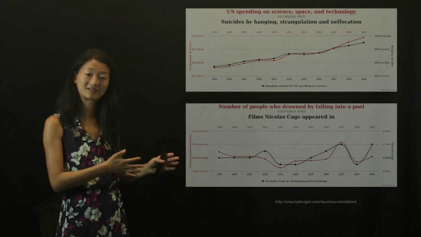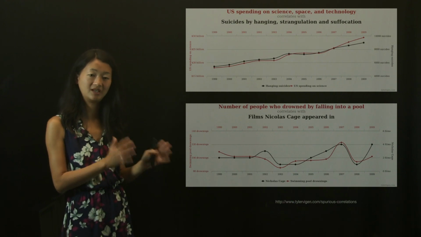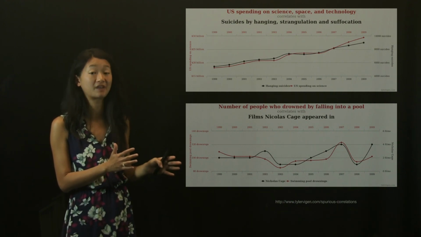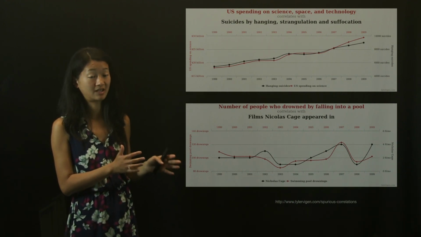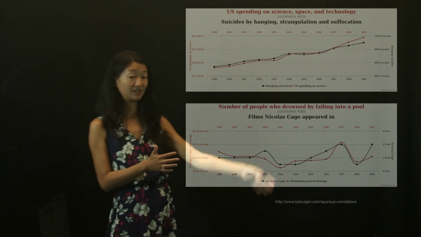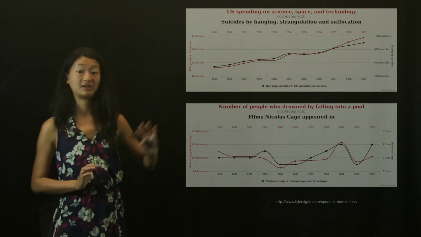On the bottom here is a slightly funnier and more ridiculous one, which is the number of people who drown by falling into a pool is very well correlated with films Nicolas Cage has appeared in. Look, they even go up and down together. They increase and decrease together from year to year, okay?